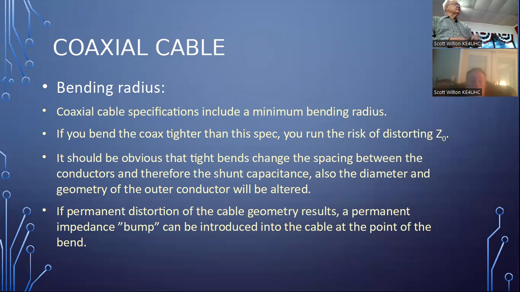So if you get a permanent distortion in a cable, you get a permanent impedance bump at the point where you've done that. You run it over with a truck or a car, you catch it with something that puts a real strong force at the center of it and changes that geometry, you change the characteristic impedance. Next, Frank.